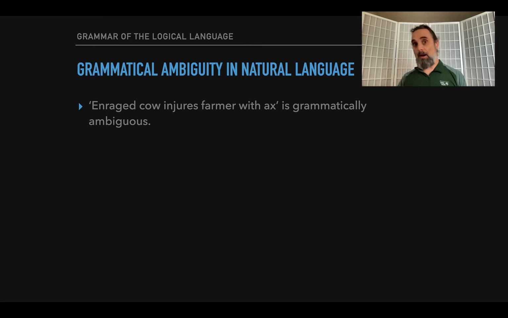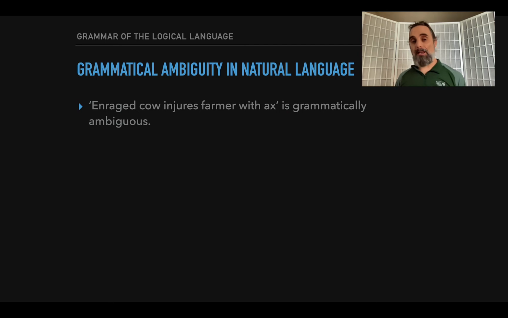and then we can ask, is either true? Is that possible situation actual or not? And it's much more likely, if either of them happened, it's much more likely that the farmer had an axe and happened to be injured by the cow than that the cow used an axe to injure the farmer. But they're both fine sentences, they both are perfectly possible situations. The sentence is ambiguous because it could be used to express either of those two different thoughts.